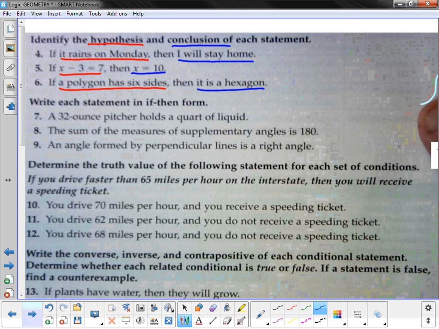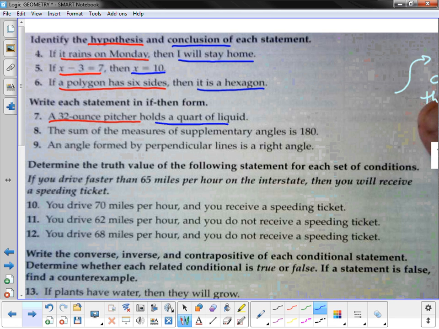Now, for 7, 8, and 9, I want you to write an if-then statement for each of these. So I have a statement that says, for number 7, a 32-ounce pitcher holds a quart of water. So again, remember, what we want to do is figure out what is the hypothesis, what is the conclusion. Well, our hypothesis here is we have a 32-ounce pitcher. The conclusion is that it holds a quart of water.